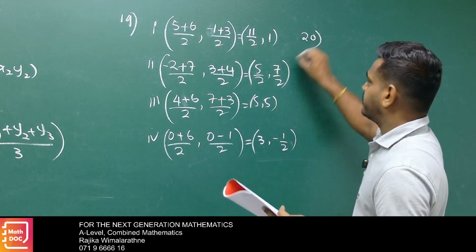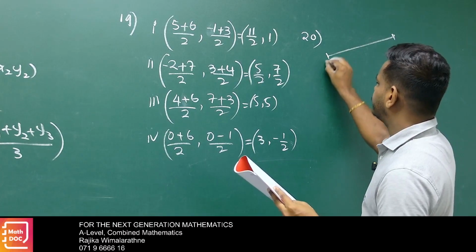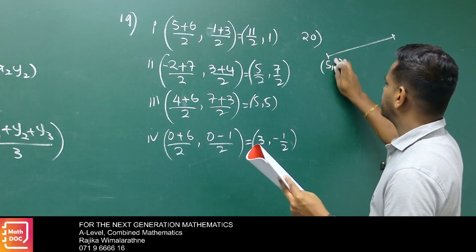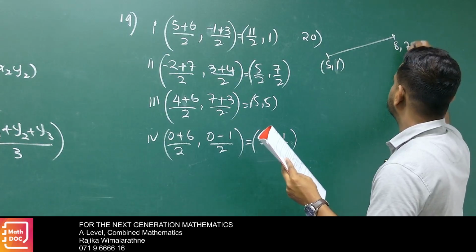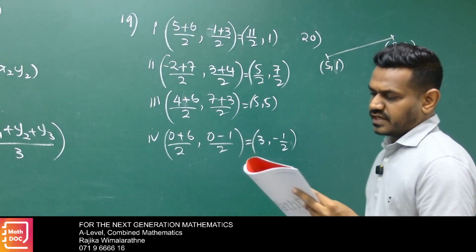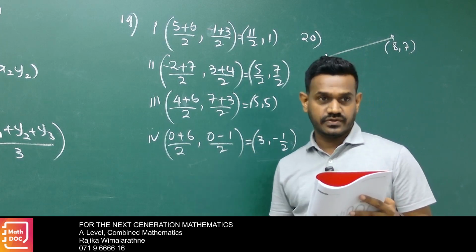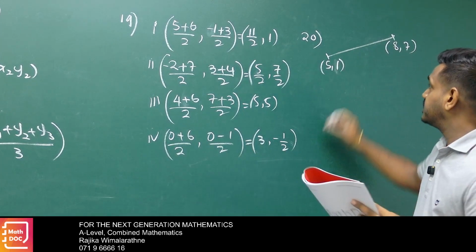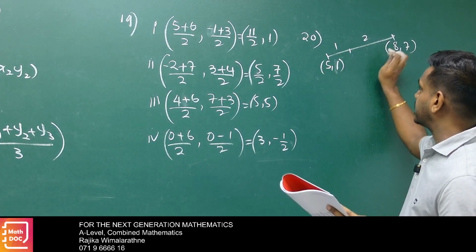Question number 20. Here internal division, (5, 1) and (8, 7). Here ratio 1 to 2. The first point corresponds to the first ratio, internal division. Here 1, 2. First point, first ratio, second point, second ratio.